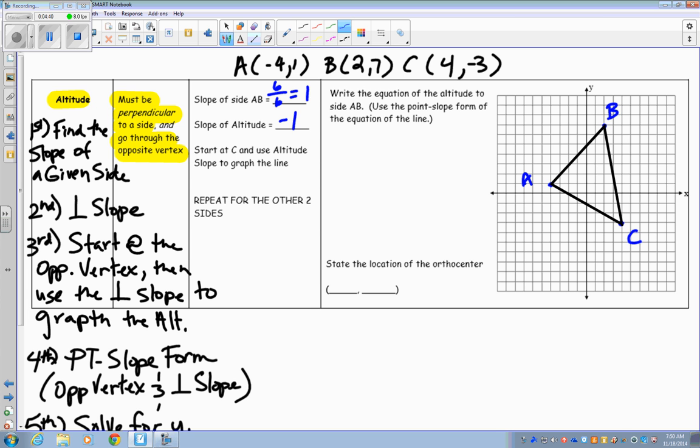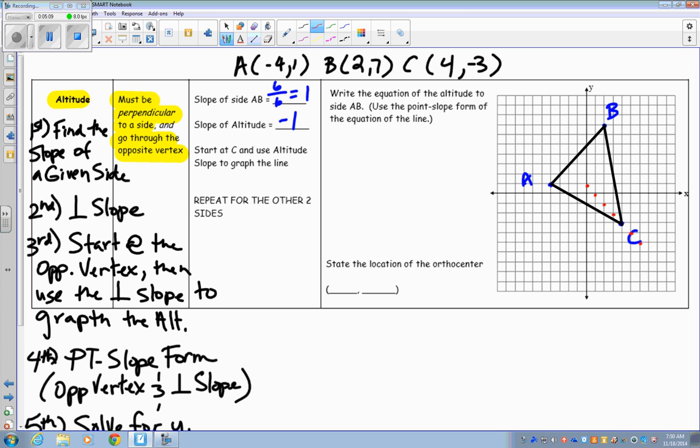Now, because we're looking perpendicular to AB, we have to find the vertex opposite to that side. So we have to start at C. And we're going to use the perpendicular slope to graph the line. So I'm going to start at C, and then I'm going to graph a line perpendicular to AB, which is the slope of a negative 1. So I can go down 1 to the right 1, or I can go up 1 to the left 1.